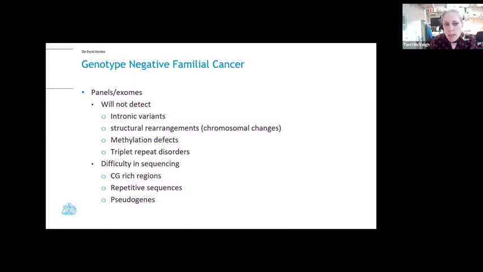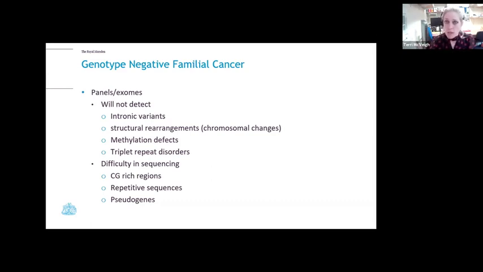It won't pick up methylation defects where the gene is totally normal in terms of its sequence, but it's been silenced, it's been switched off. Won't pick up other things like triplet repeat disorders. And there are some regions of the genome which will literally just be very difficult technically to sequence. So if you ever look at a gene test report, you'll always see the little rider at the bottom that says this is the limitation of detection, 99%, etc., etc.